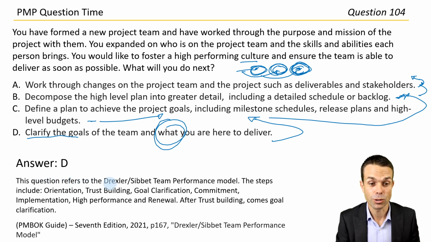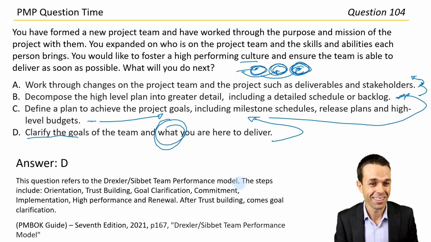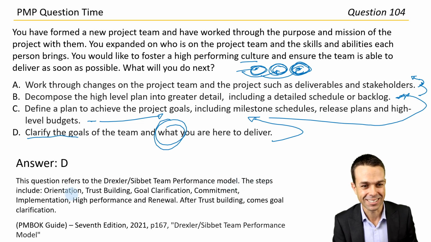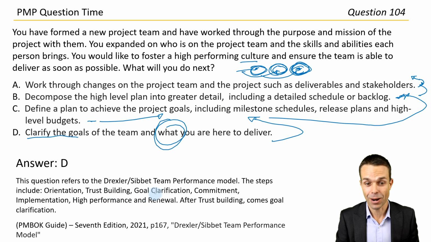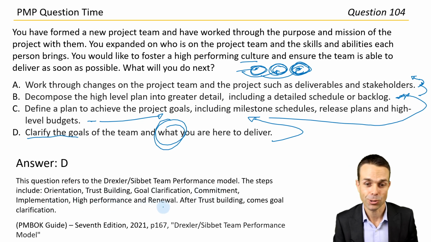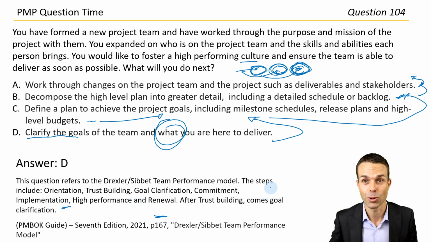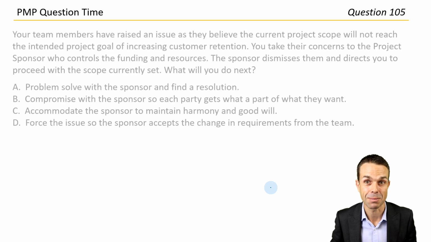This question refers to the Drexler-Sibbet team performance model. Wow, we've got models everywhere at the moment. This is great. Project management models, how about that? The steps include orientation, trust building, goal clarification, commitment, implementation, high performance, and renewal. And after trust building comes goal clarification, so that's good. And we've got page 167, Drexler-Sibbet Team Performance Model in the PMBOK Guide 7th edition. Wonderful stuff. How did you guys go for that one? All right, we are really getting through these, so let's keep going.